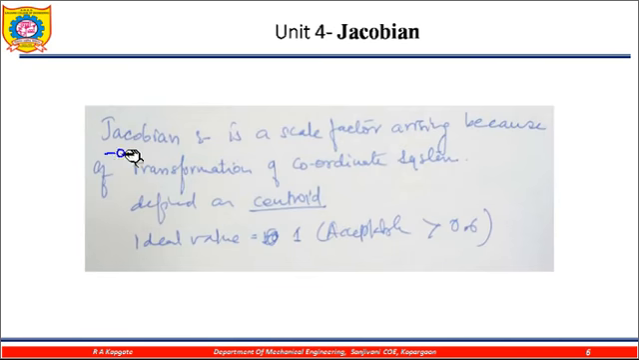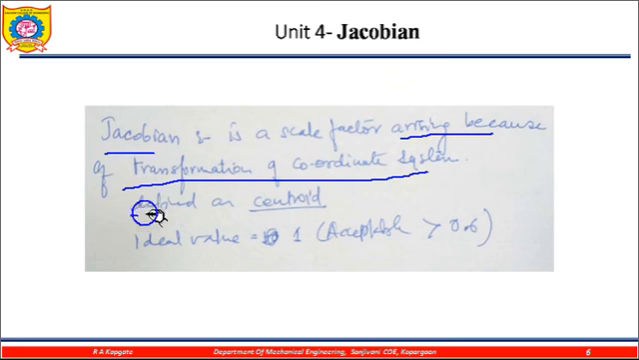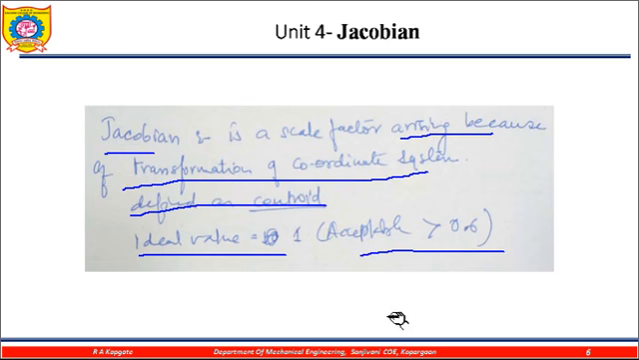Then the Jacobian. It is the scale factor arising because of the transformation of the coordinate system. We have already studied what is meant by the Jacobian: for transforming a natural coordinate system to the global coordinate system, we are using the Jacobian, and this Jacobian is defined at the centroid. The ideal value of the Jacobian must be 1, or acceptable is greater than 0.6.